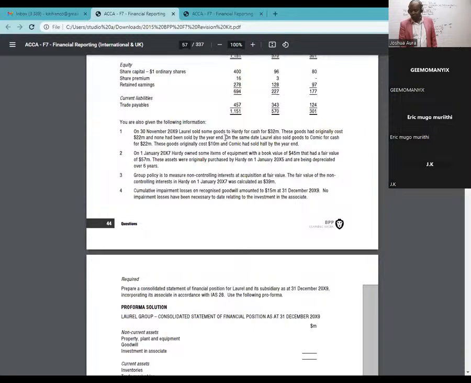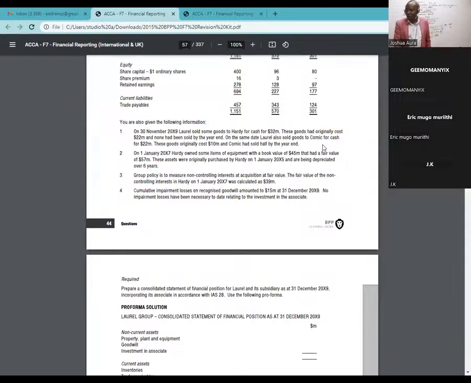You see this, there is a full stop here. On the same date, Laurel also sold goods to Comic. Who is Comic? Comic is an associate. I will not even read this sentence to the end, because anything we do with this associate will have one adjustment when I'll be computing investment in associate. Right now I'm consolidating, and consolidation is all about the parent and the subsidiary. So this, for now, is just noise.